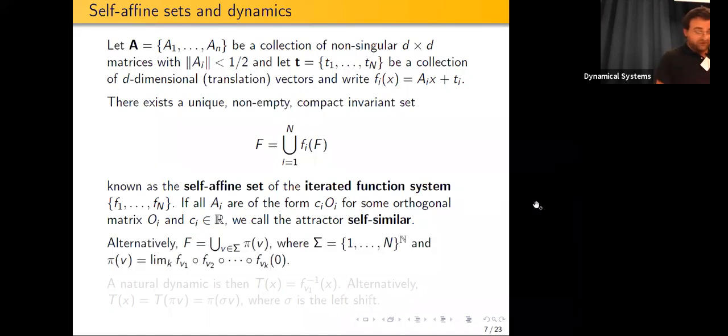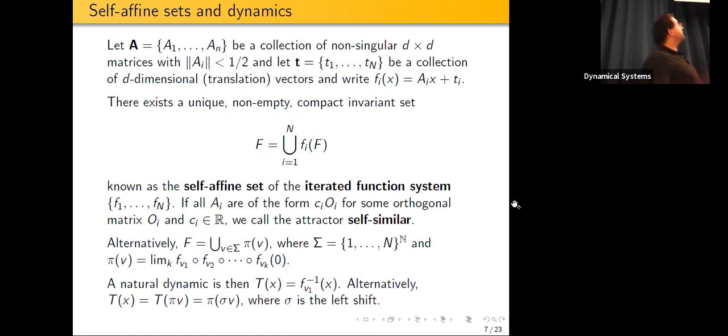Or if you want, you can think of it like this. You take your full shift, the full alphabet, and you project this alphabet down into some geometric meaning with a projection. As I say here, you take some initial point, that doesn't really matter, 0, and then you iterate these functions according to the coding that you have, and the limit that you get there, that's the point. And a natural dynamic to look at from the shrinking target problem perspective would be to do a shift, as in you look at this function, which essentially gets rid of the first symbol, the last map that you've applied to this point.